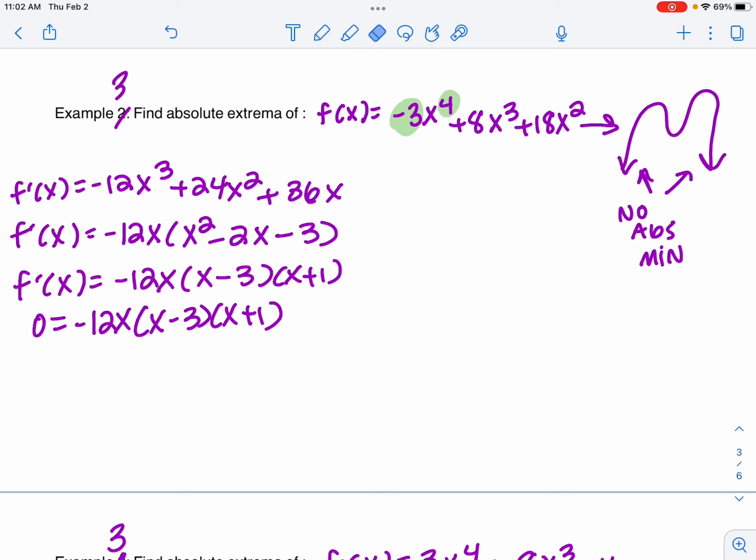Okay. I try to put these in order from smallest to greatest. So negative 1, 0, 3. So those are my 3 critical points. And I did that really quickly, so if you need any help, just let me know.